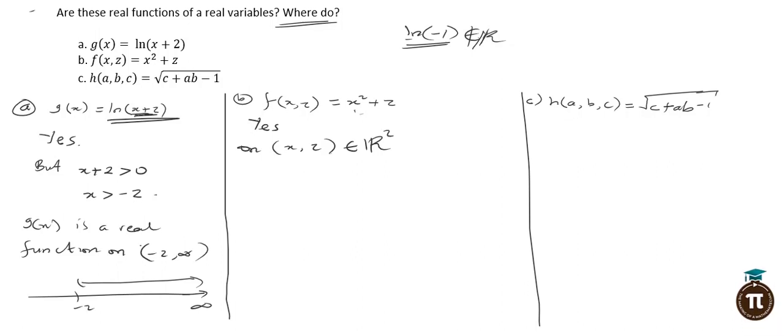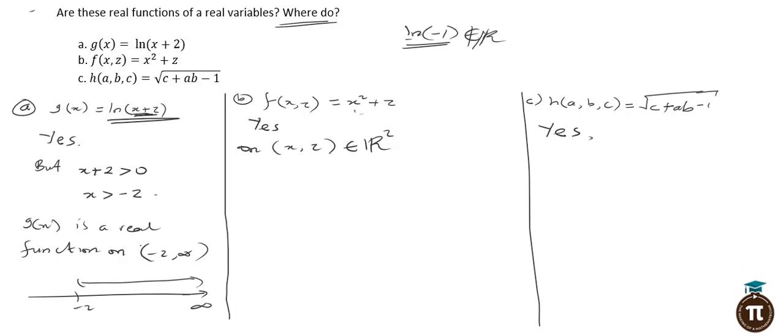Now the third one, the answer is also yes, but where is it valid? It is valid depending on what is under the square root. We have a square root here. So now listen, the peculiarity for logarithm is that the argument has to be greater than 0. The peculiarity for square root is that it has to be greater than or equal to 0.